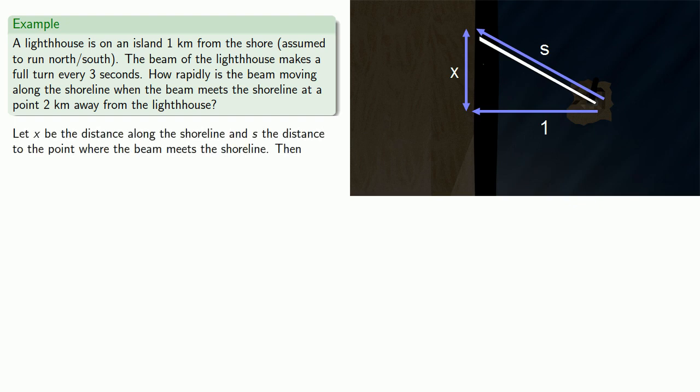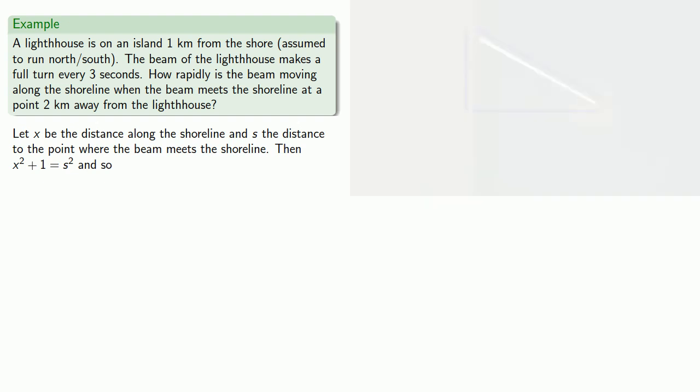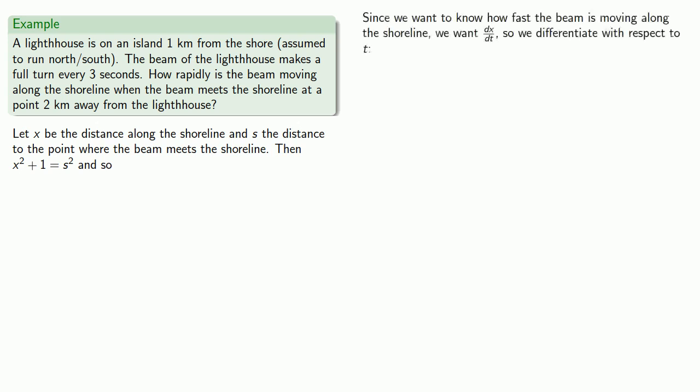So let's go ahead and write down our relationship between x and s, where we use the fact that s, x, and 1 are the lengths of the hypotenuse and two sides of a right triangle. Since we want to know how fast the beam is moving along the shoreline, it seems that we want to find dx/dt, so we differentiate with respect to t.